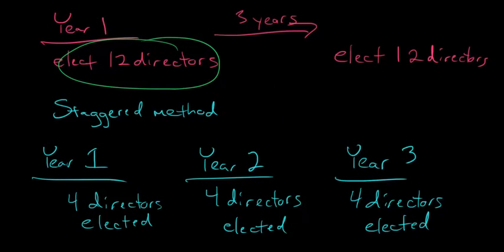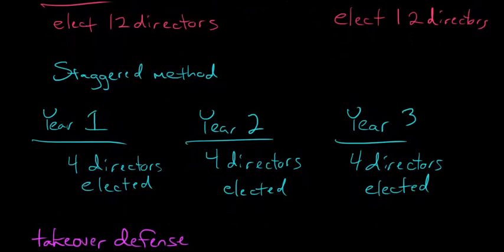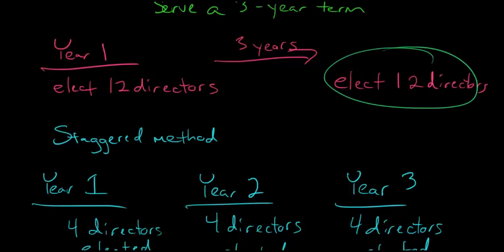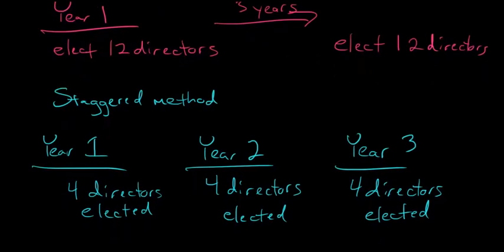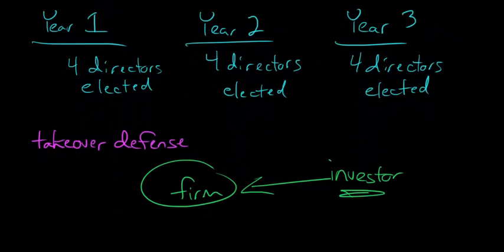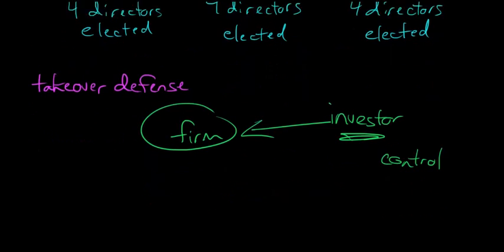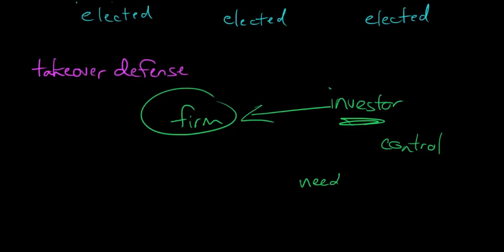Now, if you've got it set up where all the directors are elected in the same year, then what happens if that person wants to take over? They can try to get control of that board. If they can get a majority of these directors in the year that the election takes place, then conceivably they could just immediately take over the firm. This investor wants control, and they need a majority of the board of directors.